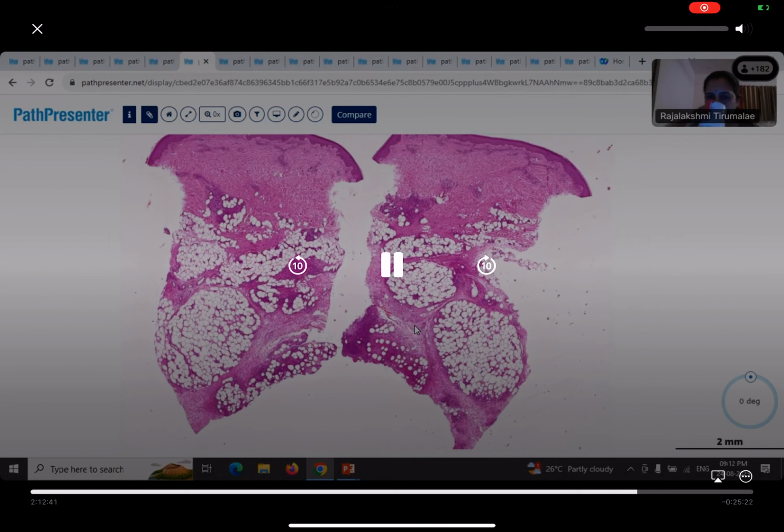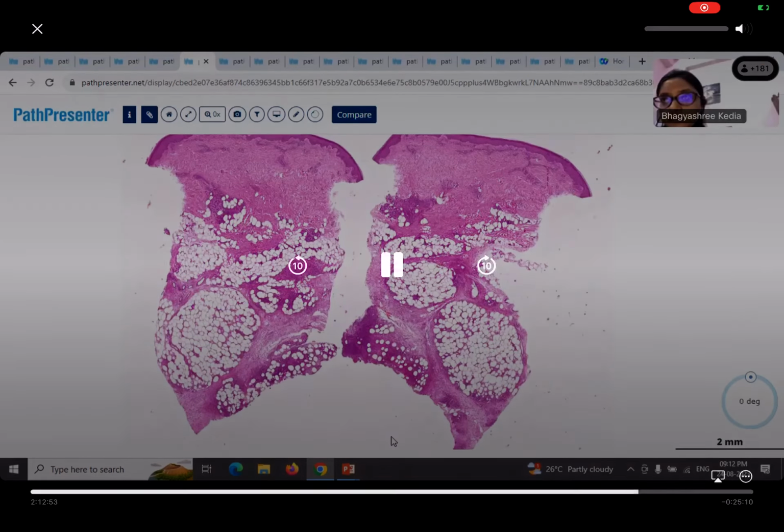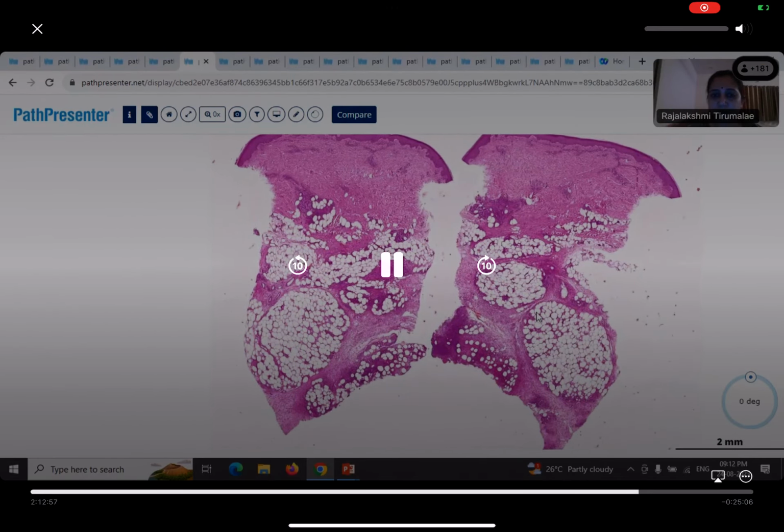Which part is more affected? What are the parts of the subcutis? You have the lobules and you have the septae. So which is affected here? Septa. You're right. So it is in the septae. The pathology appears to be in the septae. So what has happened to the septae?